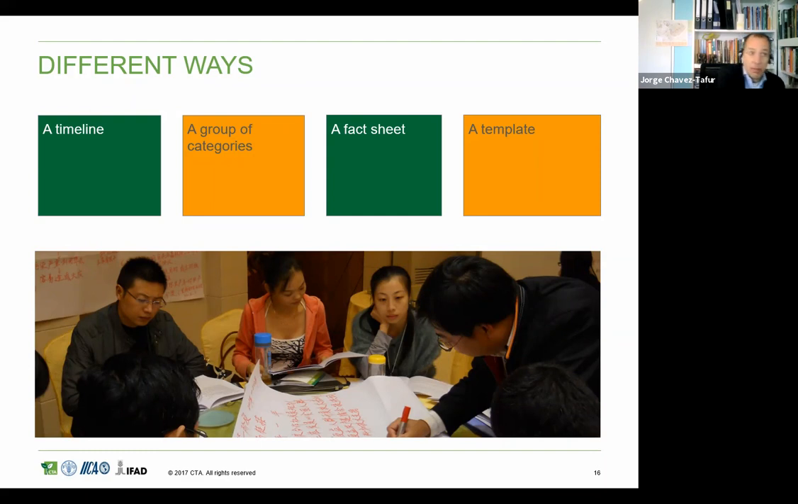Repeating myself, we start with planning, and then we start with collecting information about the experience. And having collected it, we organize it all together so that we know exactly what we are talking about regarding this experience.